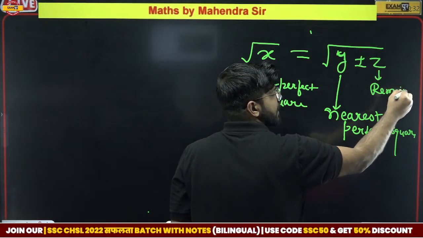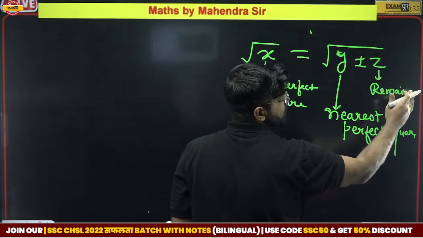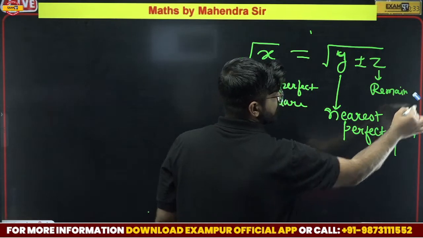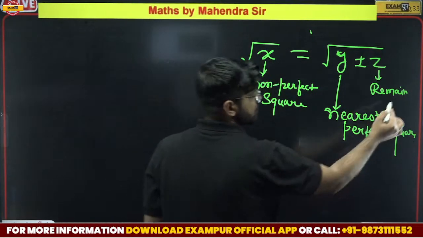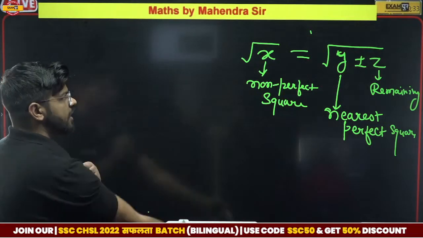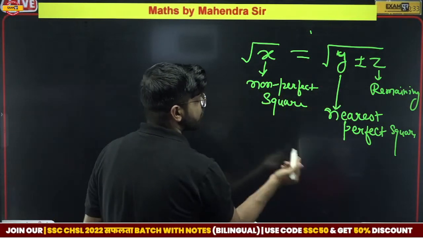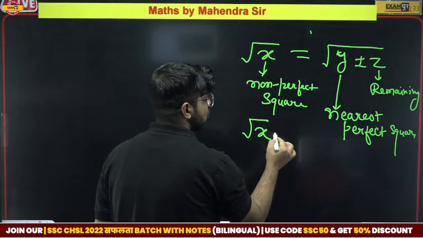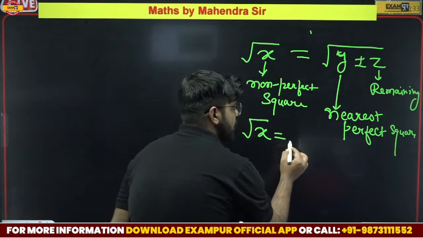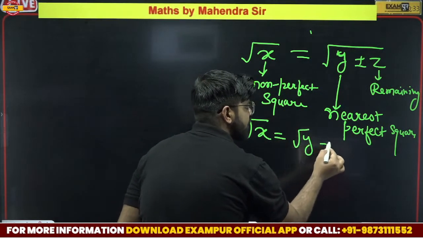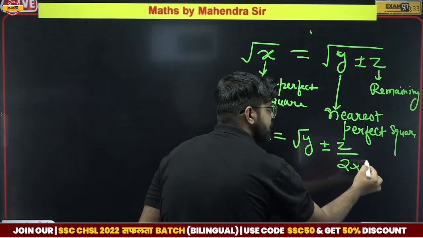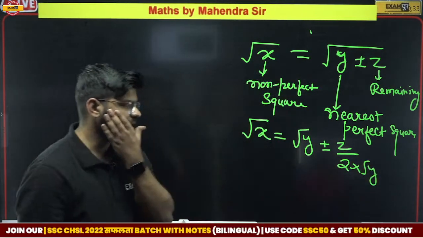And z is the remaining part. The remaining part can be minus or plus both, right? Clear? So now let me write. Then after that, how can we calculate? After dividing it into these parts, you can write it as under root of y plus or minus z upon 2 into under root y. So this is the formula.